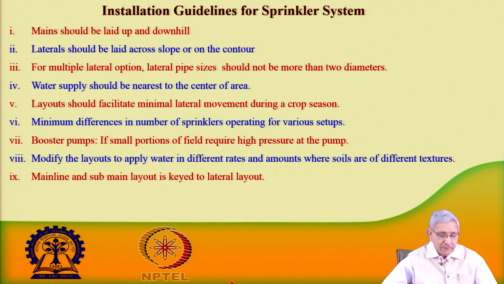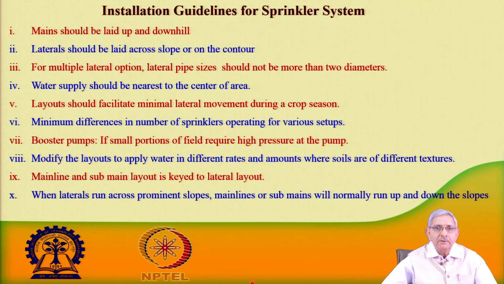As well as that, one can modify the layout system. The main line and sub main line layout is key to the lateral layout. Yes, they are key to the layout. That means we need to see that they are fully considered, because practically laterals receive water from the sub main if it is a large system, or from the main line. When the laterals run across a prominent slope, mains and sub mains will normally run up and down the slope.